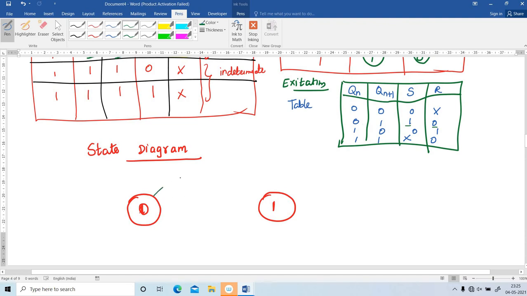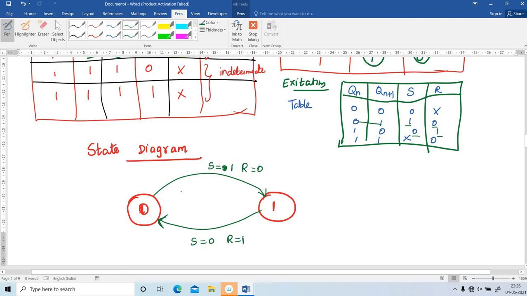Okay, how to draw this 0 to 1? When S is equal to 1 and R is equal to 0, transition from 0 to 1. Okay. And next, when S is equal to 0 and R is equal to 1, transition from 1 to 0.